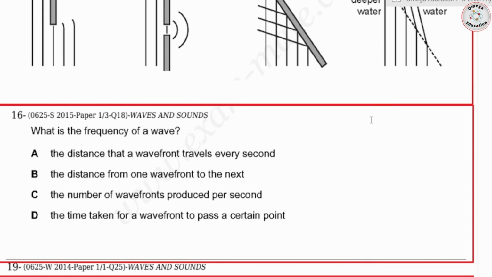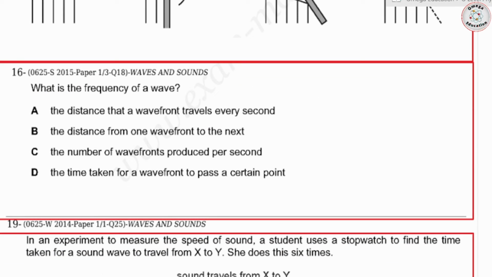Moving on to the next one, titled as question number 16. What is the frequency of the wave? So frequency does not have to do anything with the distance, so we can discard distance. It is the number of waves per second, the number of wave fronts, or the number of crests produced per second, or the number of troughs produced per second. Sorry, that would be the frequency.